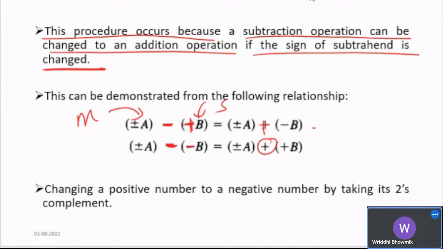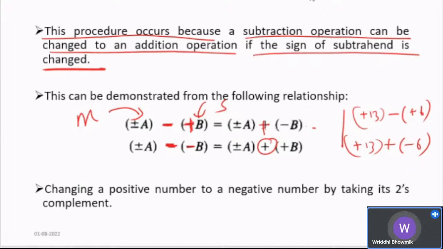So what you can also do when you have plus 13 minus of plus 6 is actually 13 minus 6. So plus 13, or also you can add minus 6 with plus 13. In this way, this is another representation. So the subtraction operation is converted to the addition operation. In the first case, we are doing addition with minus b, and in the second case we are doing addition with plus b.